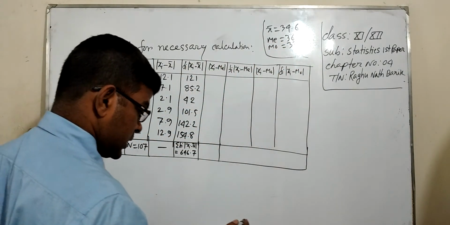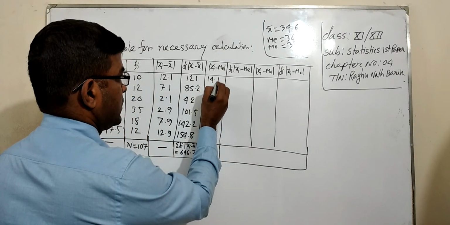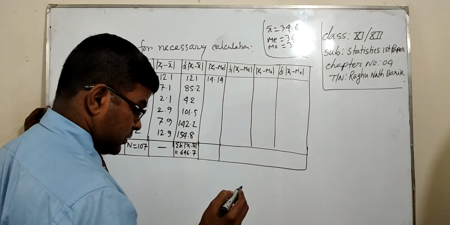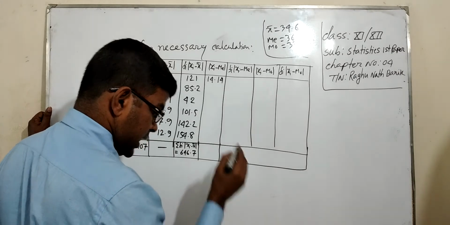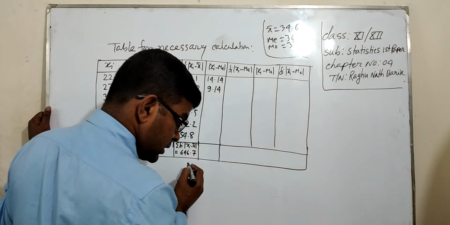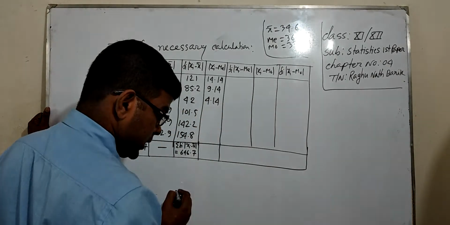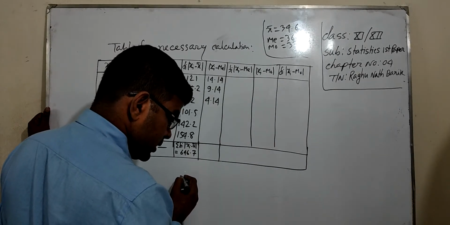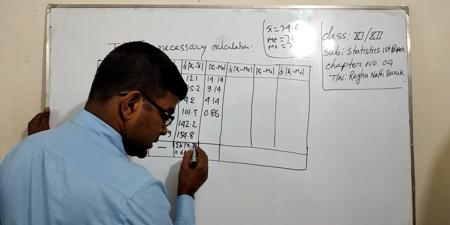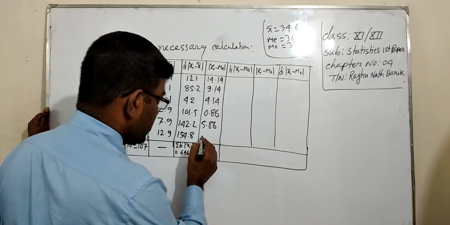Again, modulus of Xi minus median, that means 22.5 minus 36.64, the value is 14.14. Next, 27.5 minus 36.64, the value is 9.14. Next 4.14, next 0.86, next 5.86, and next class 10.86.